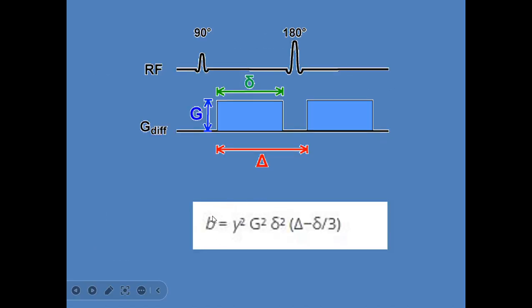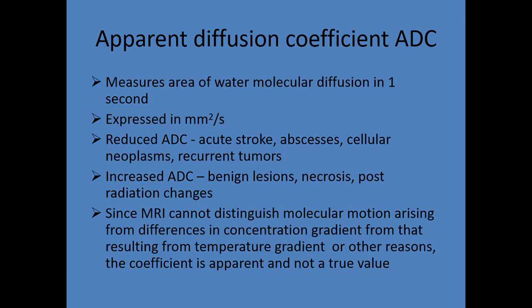Here B value is given by gamma square, that is gyromagnetic ratio, capital G amplitude of the gradient, delta length of time of the gradient, that is delta square, and triangle, that is distance between the two gradients, minus delta by 3. Now apparent diffusion coefficient, that is ADC, measures the area of water molecular diffusion in 1 second and is expressed in millimeter square per second.